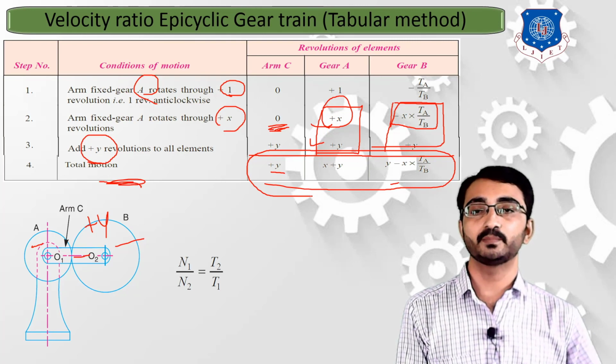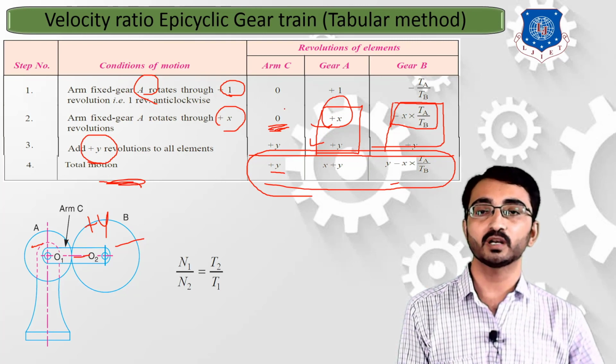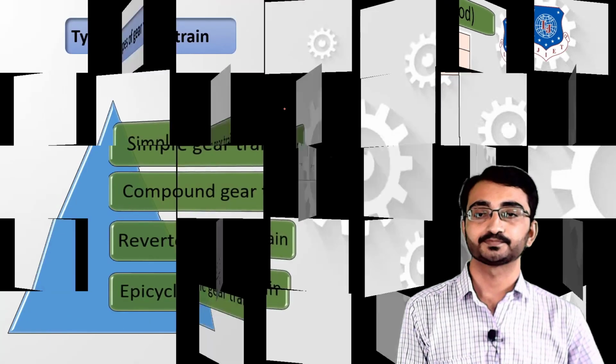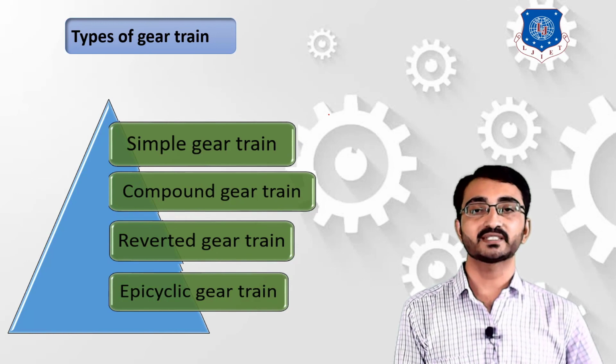Okay, so this is the basic method that will be helpful for us to achieve velocity ratio in epicyclic gear train. So this is all about various types of gear train.